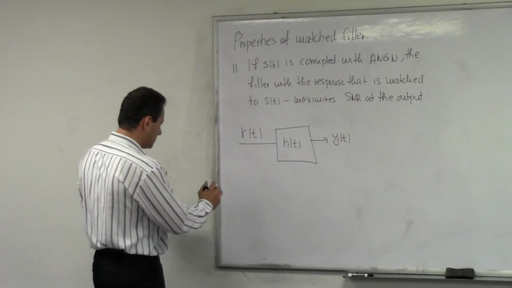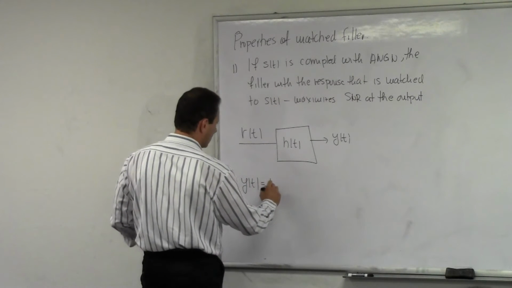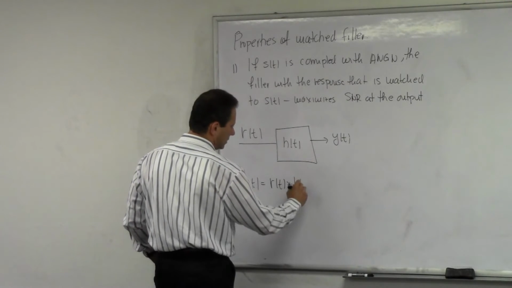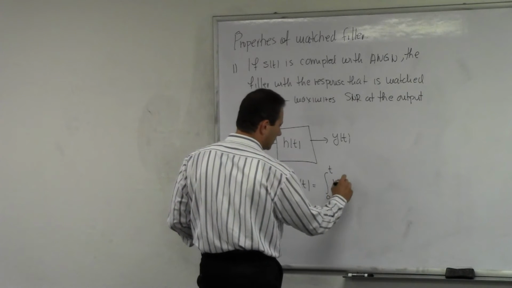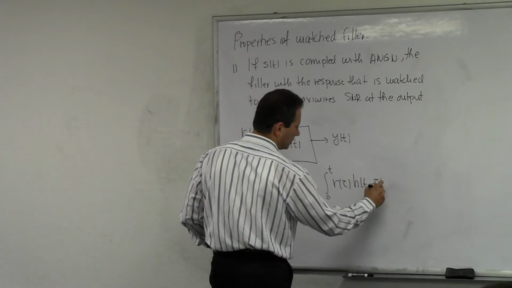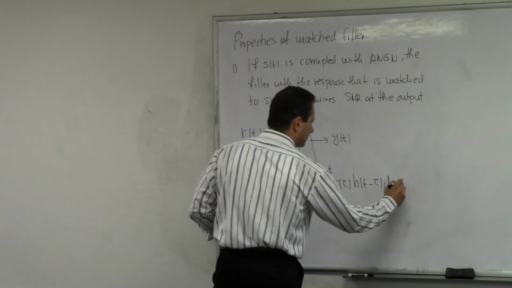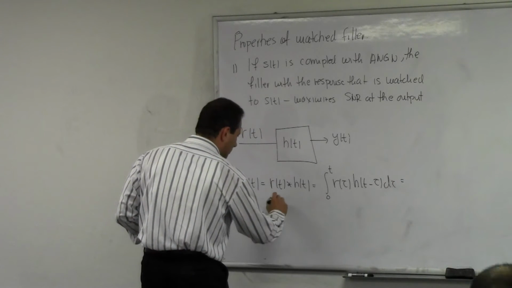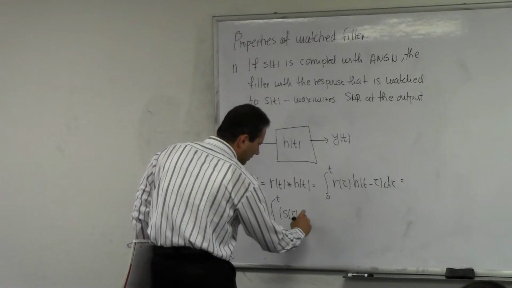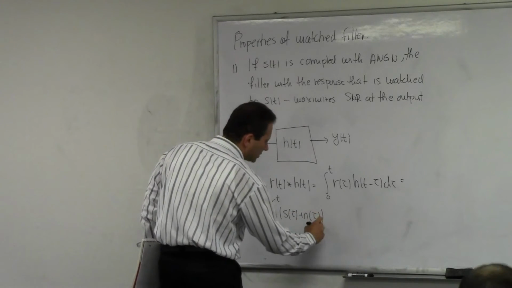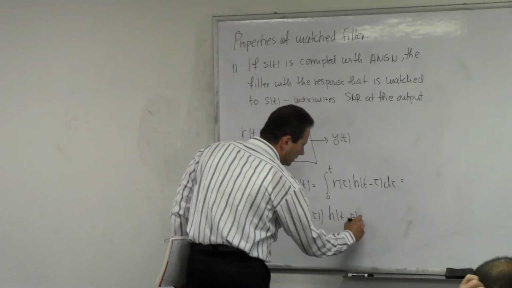So, in general, this is how we start. This y(t) is going to be your r(t) convolved with h(t), which is the integral from 0 to t of r(tau) h(t minus tau) d tau, just the definition of the convolution. In our case, this r(tau) is essentially s(tau) plus n(tau). I have both signal and noise coming through this filter, and then I have h(t minus tau) d tau.